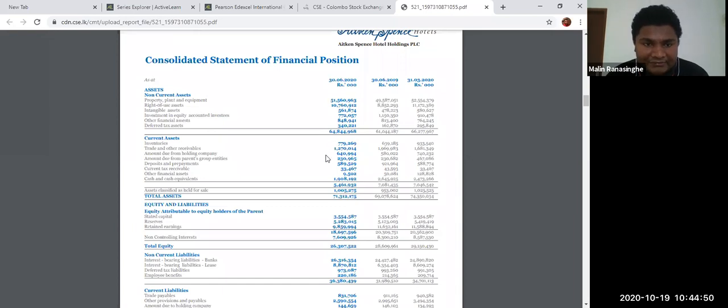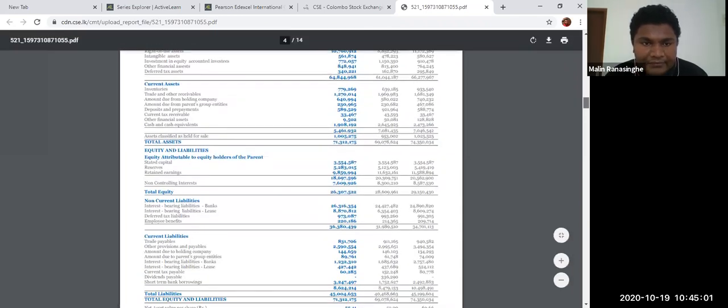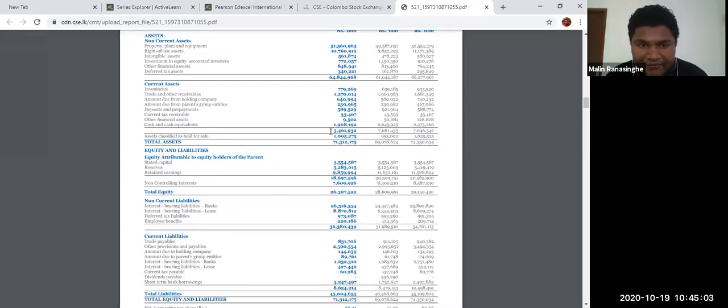And then trade receivable 1.2 billion, right? And then amount from the holding company, everything. So at the end, they have made the 71 billion total assets. The current asset section is only 5.4 billion. Last year it was 7 billion.